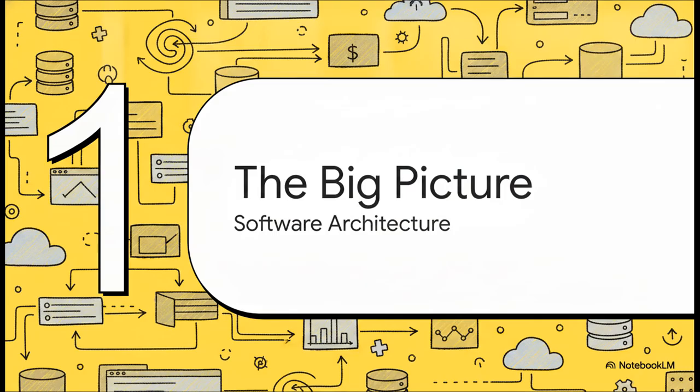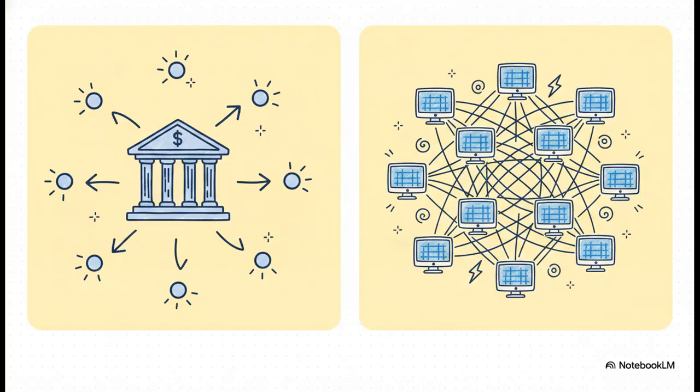Section 1. The Big Picture. Well, to understand the solution to that puzzle, we first need to look at the big picture of software architecture and how these systems are fundamentally built. On one side, we have centralized systems. Think of a traditional bank where everything relies on a single central point of control. But on the other side, we're moving away from that and stepping into distributed systems. This is a network of connected components where everyone shares the load and there is absolutely no central boss in charge of the data.